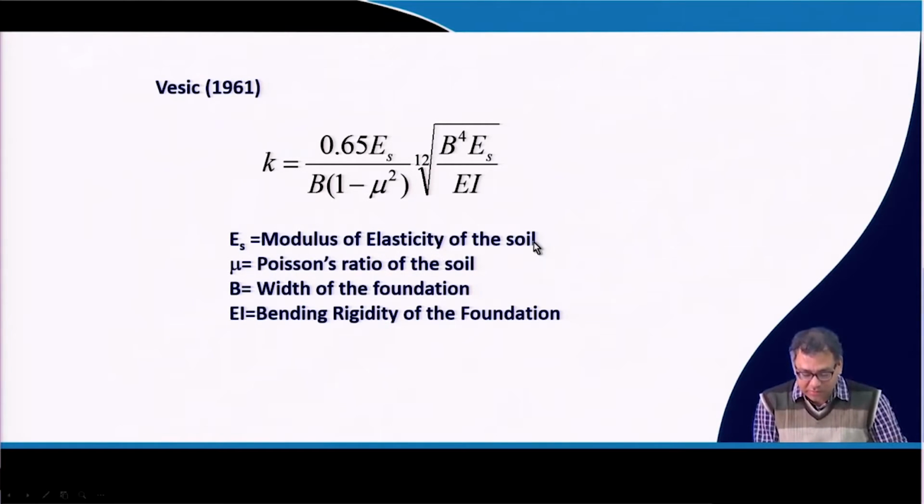elastic modulus of the soil and B is the width of the foundation, and EI is the bending rigidity of the foundation. That means E is the elastic modulus of the foundation material and I is the moment of inertia. Okay. And mu is the Poisson ratio of the soil. So, if you use this correlation, then you will get the k value for a particular foundation or particular soil, where the foundation and soil interaction both are considered.